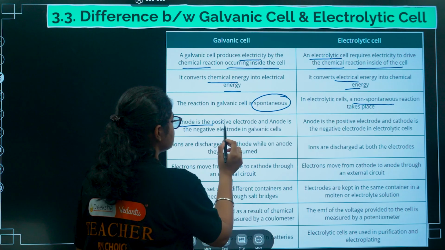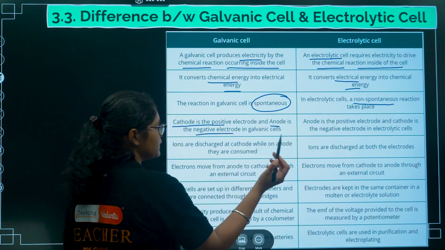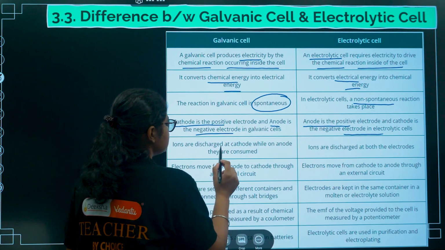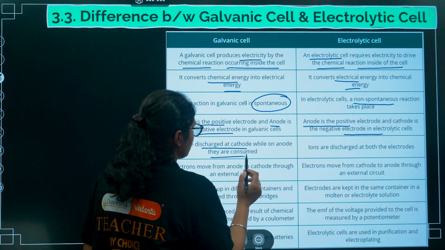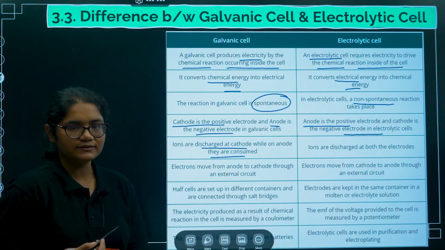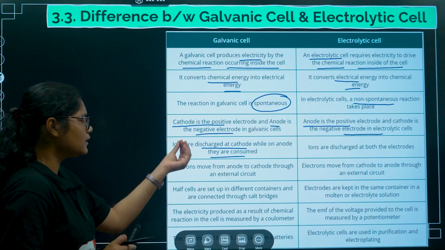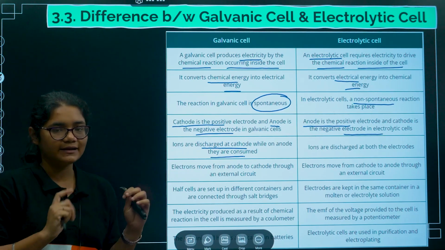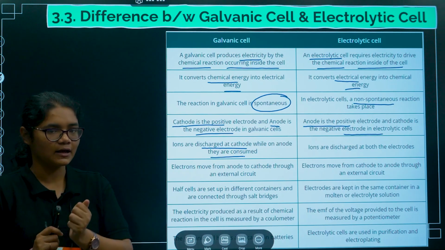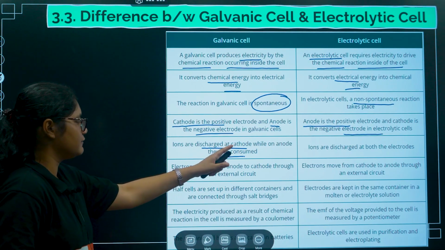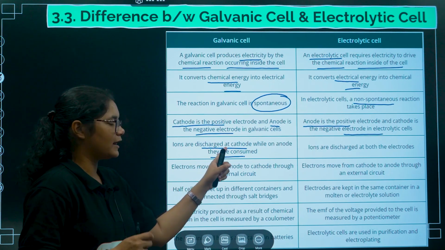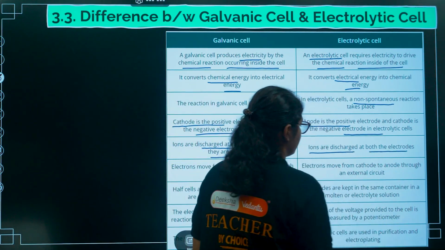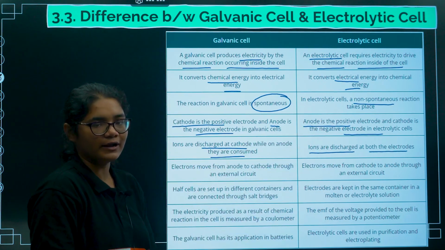Next, in a galvanic cell the cathode is positive and the anode is negative, but here the anode is positive and the cathode is negative. Okay, next, ions are discharged at cathode while on anode they are consumed. So what is happening here? If you see in a galvanic cell, suppose zinc in the Daniel cell, if you remember, from zinc the ions were coming out, right? So ions were coming out from the anode and at cathode they were getting deposited. Now ions are discharged at both the electrodes in the case of an electrolytic cell.